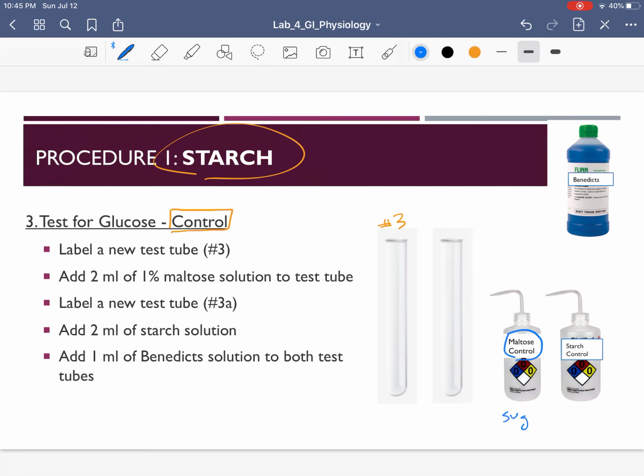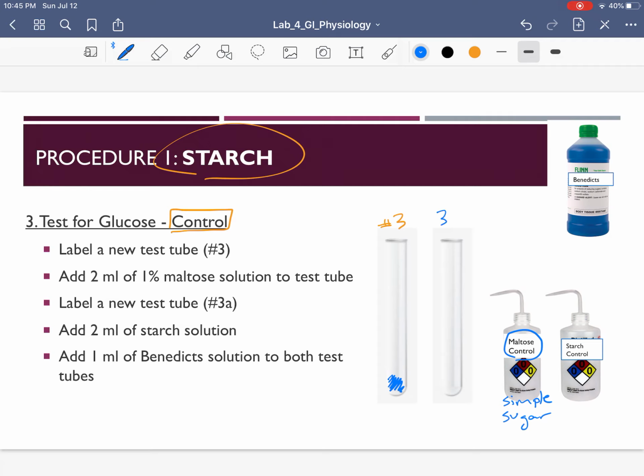Maltose is a type of sugar. It's a simple sugar. The starch was a complex sugar. So our first control we did with starch was a control testing for complex sugar or starch. Now we're doing another control on a simple sugar. Okay? So I'm going to add 2 mils of my simple sugar control, or maltose, to a test tube.